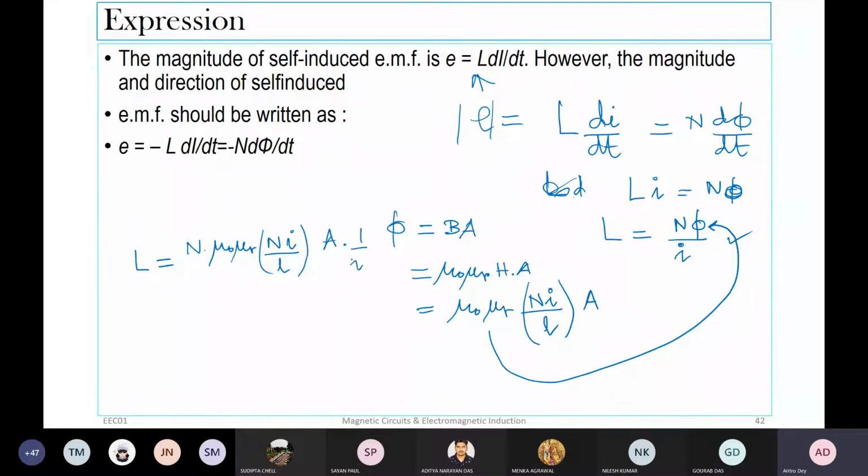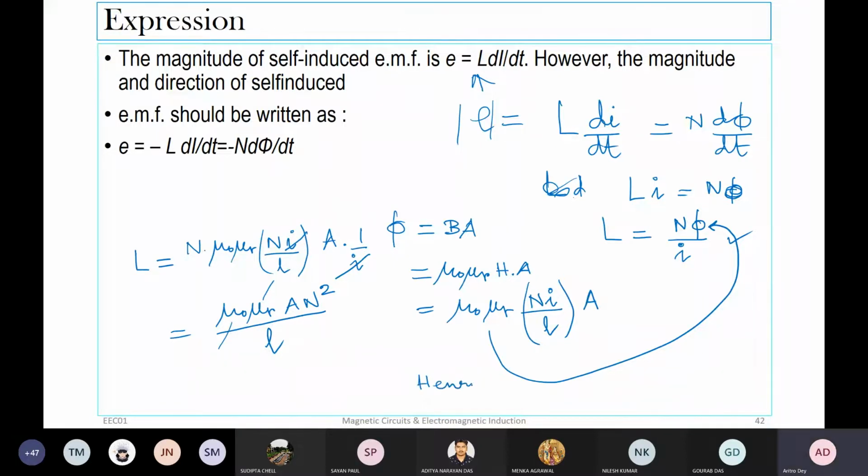So this I will cancel out and you are left with mu 0 mu R A N square divided by L, where L is the length of the magnetic circuit and A is the cross section area of the magnetic circuit. N is the number of turns, mu 0 is absolute permeability, and mu R is the relative permeability of the magnetic material which you have used. Okay. So this is the expression of L, and its SI unit is Henry.